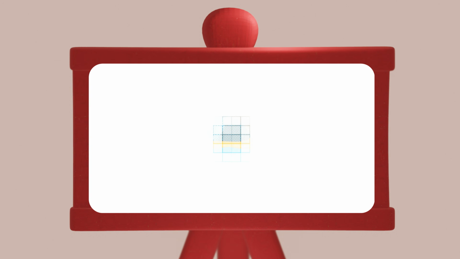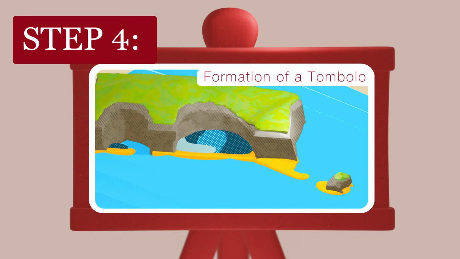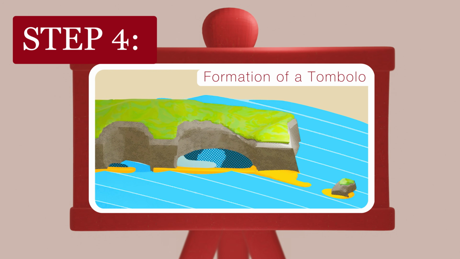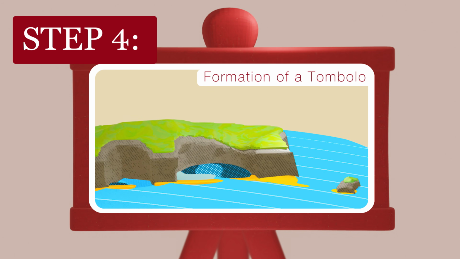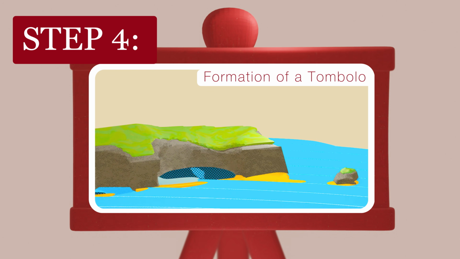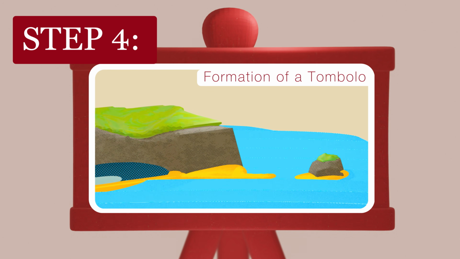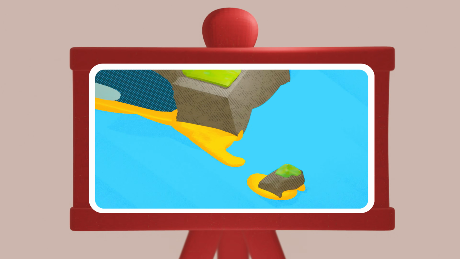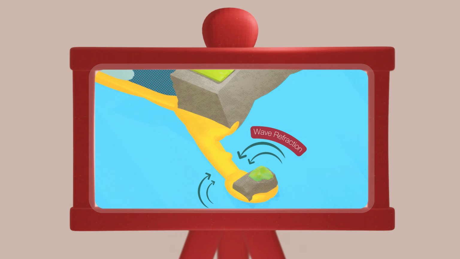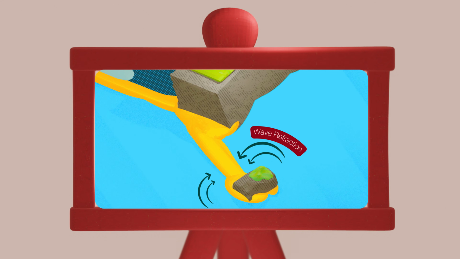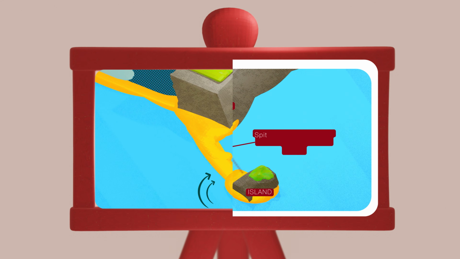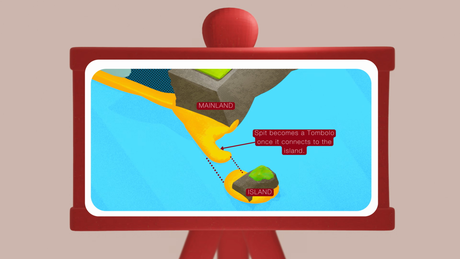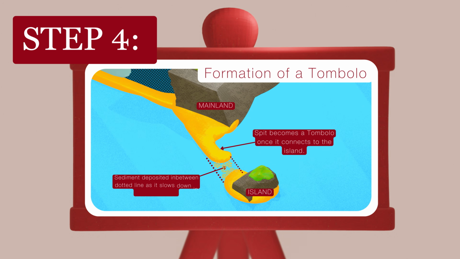A tombolo is a special type of depositional feature that forms when a spit or ridge of sand connects the mainland to an island. This happens when longshore drift and wave refraction cause sediment to build up between two land masses. The waves lose energy in the sheltered area between the island and the coast, allowing for deposition to occur.